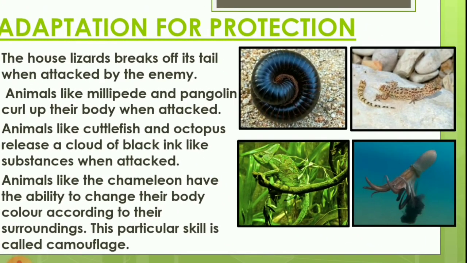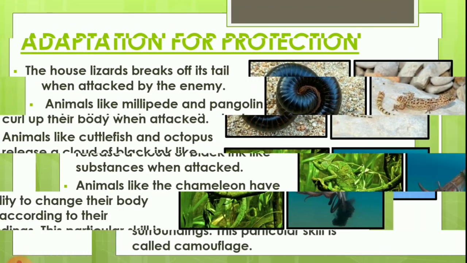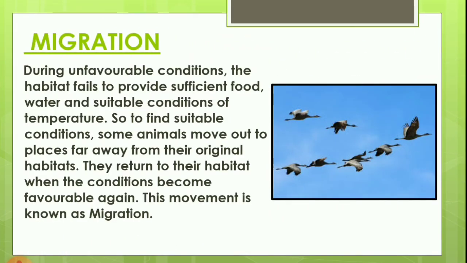So these were the adaptation. For breathing also we have seen, for feeding also we have seen, for protection also we have seen. Now our next topic and the last topic of the chapter is migration. Now during unfavorable conditions, the habitat fails to provide sufficient food, water and suitable condition of temperature. So to find suitable conditions, some animals move out to places far away from their original habitat.